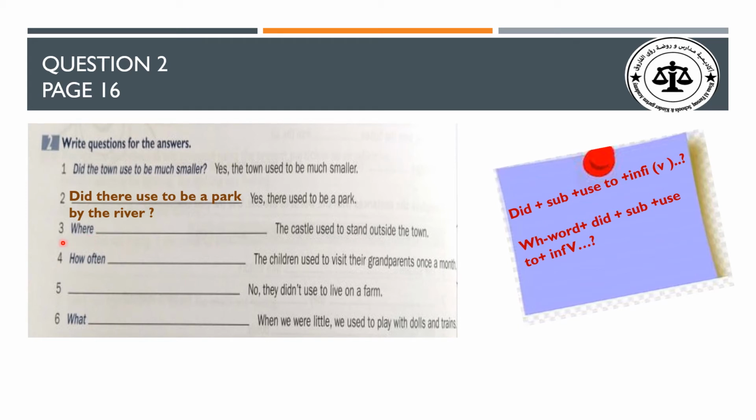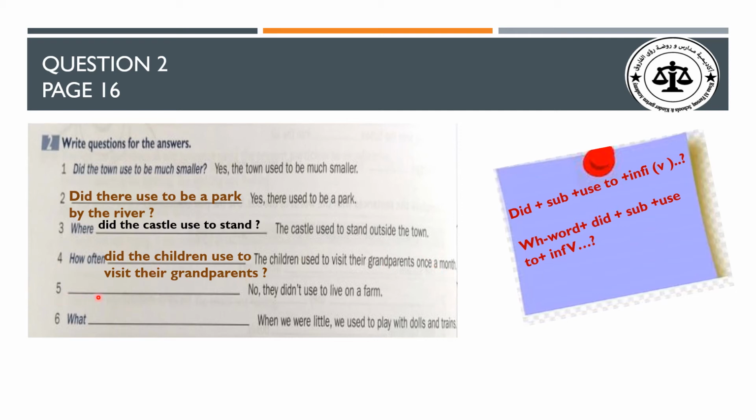Let's think about this question. We want to ask about the place, so where did the castle used to stand? Excellent. The answer is outside the town. Number 4, how often? The answer is the children used to visit their grandparents once a month. So we want to ask about time. So how often did the children used to visit their grandparents? Once a month.